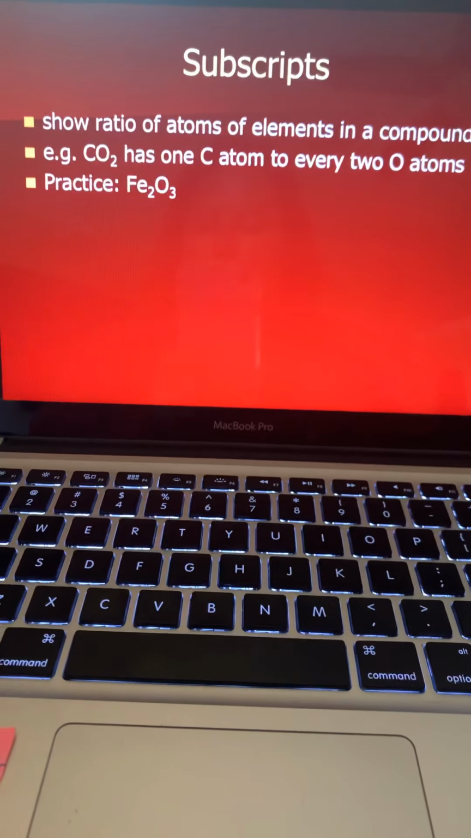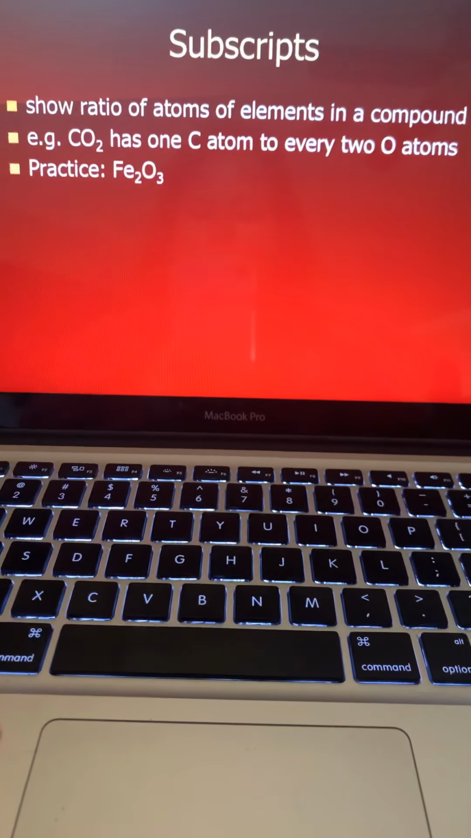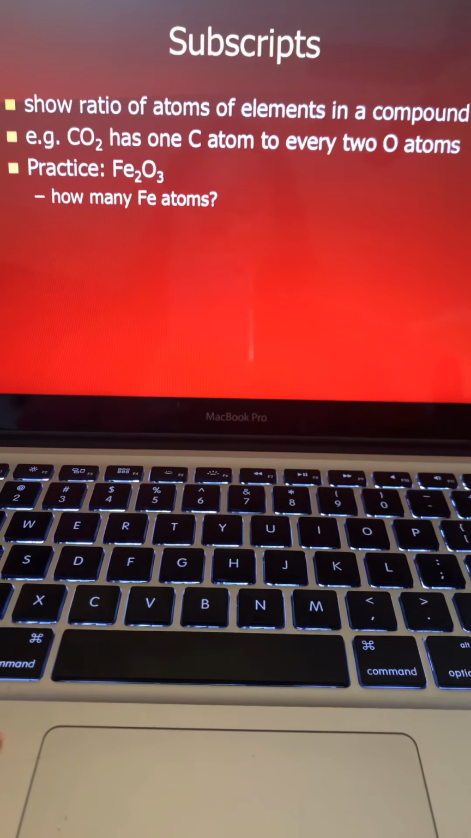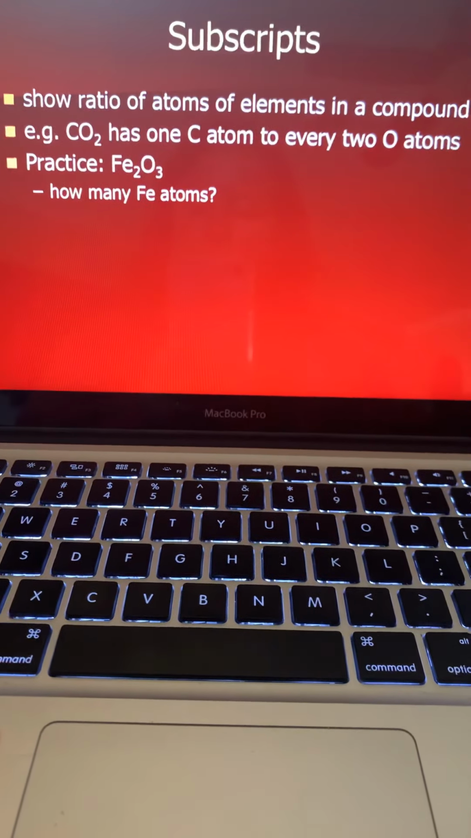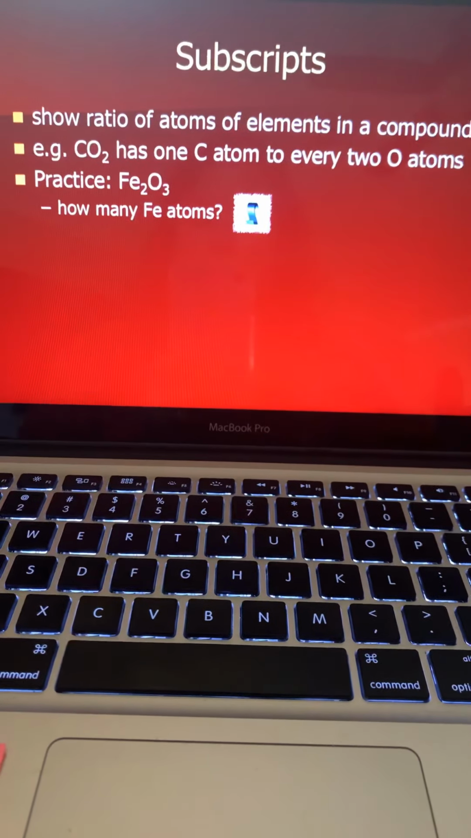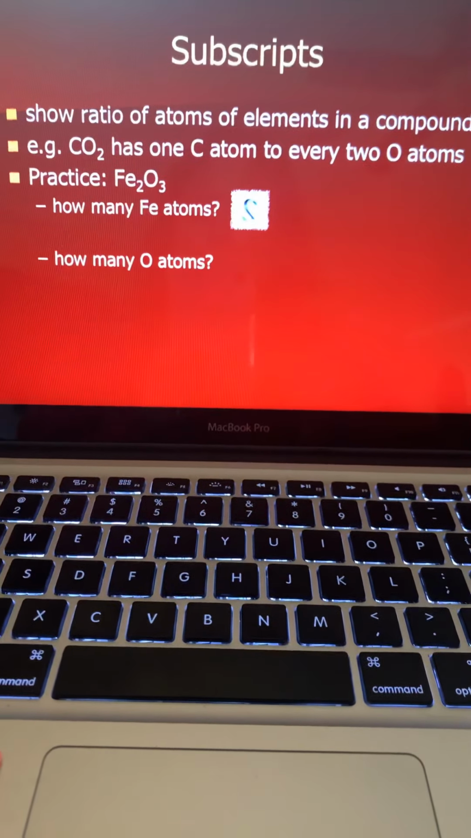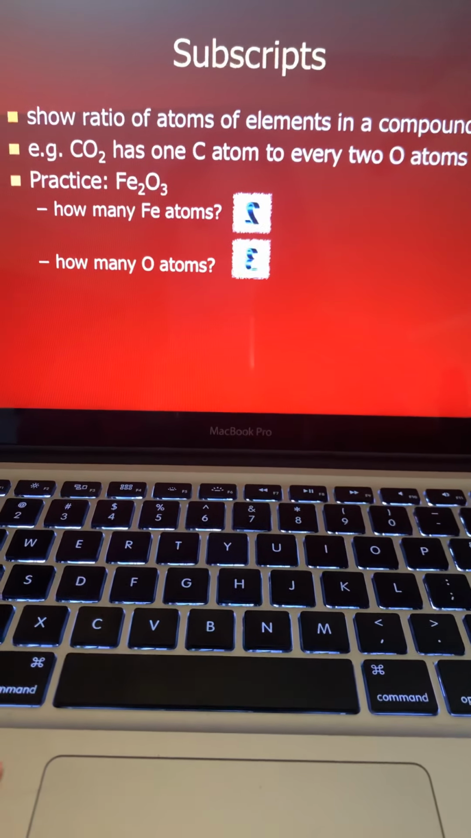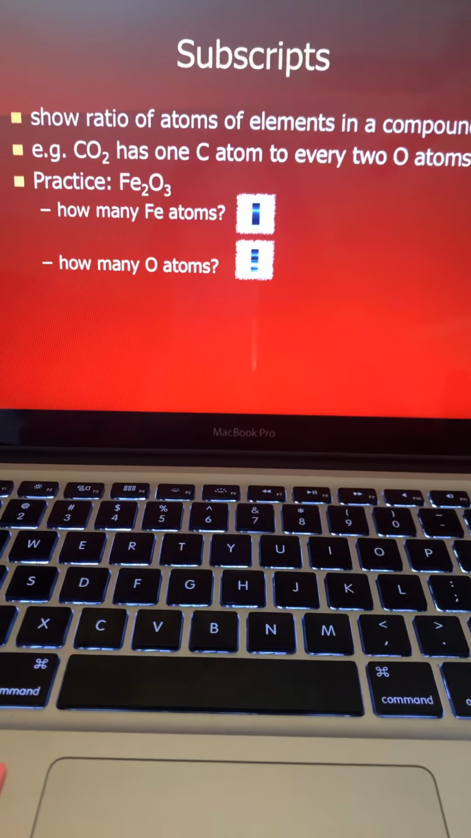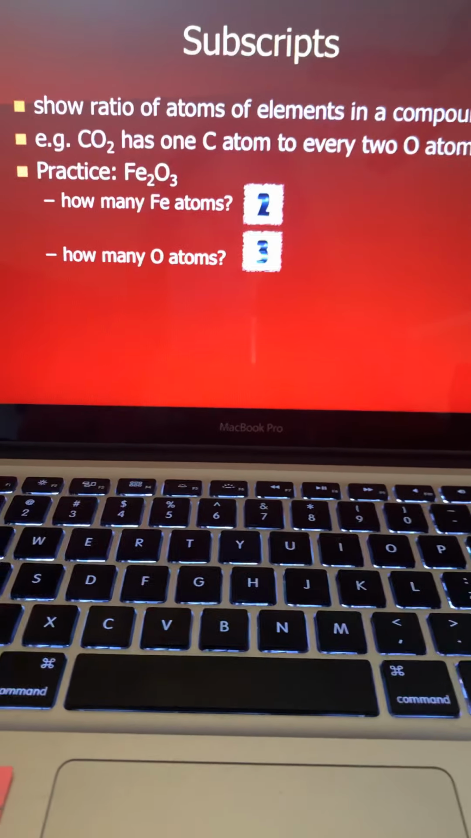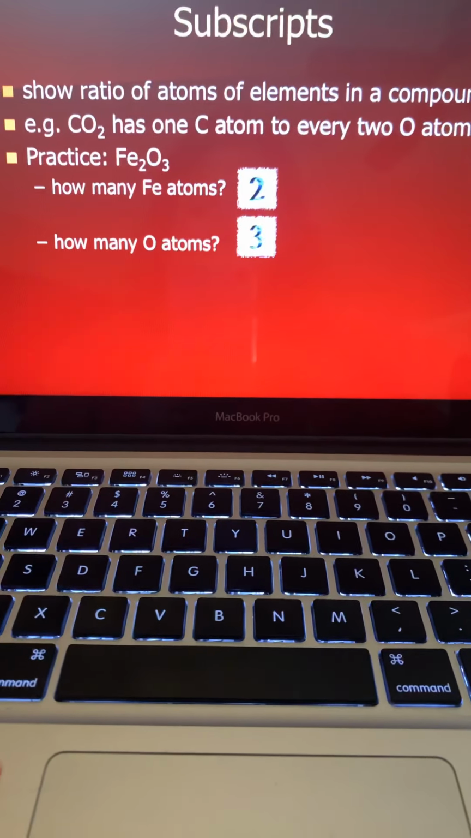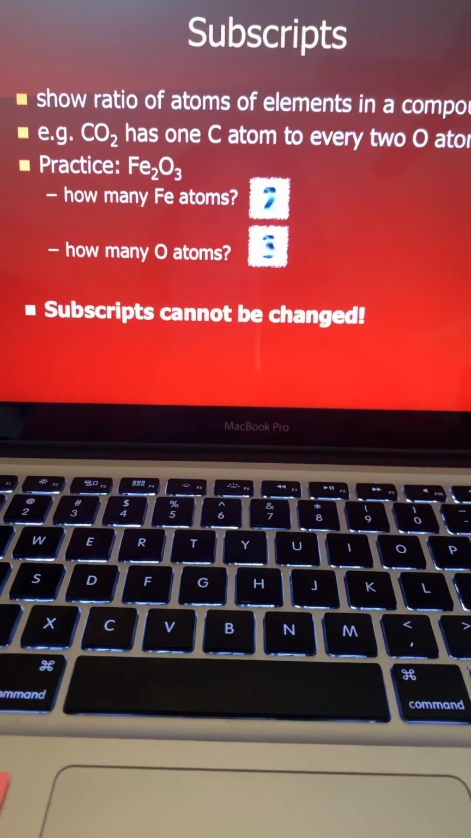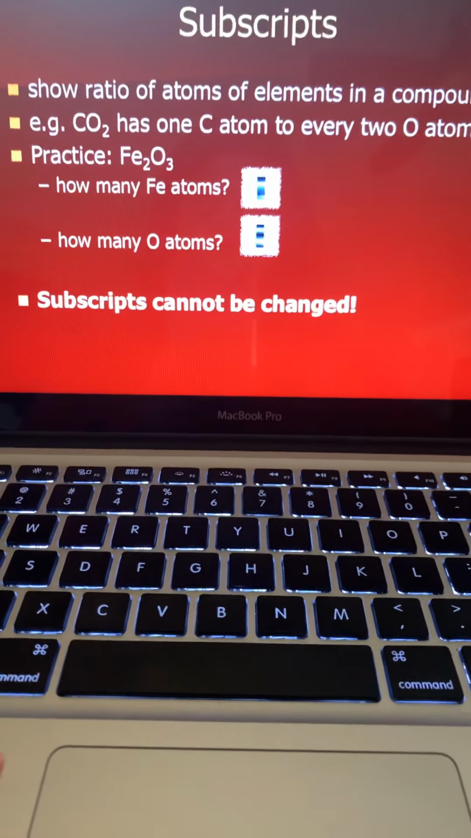So let's practice. If I have the chemical formula Fe2O3, how many iron atoms would I have? How many Fe atoms? 2. How many oxygen atoms would I have? 3. That little subscript, that little number underneath the letter, tells us how many atoms of each of those elements. Subscripts cannot be changed, so we're not going to mess with those numbers.